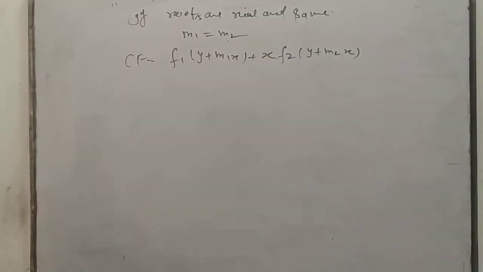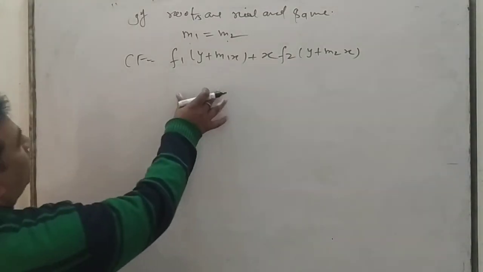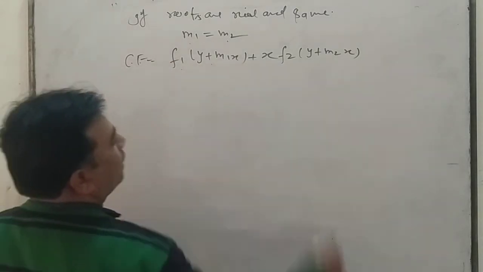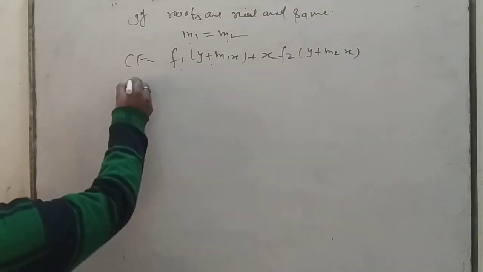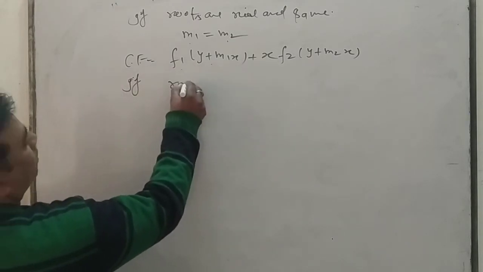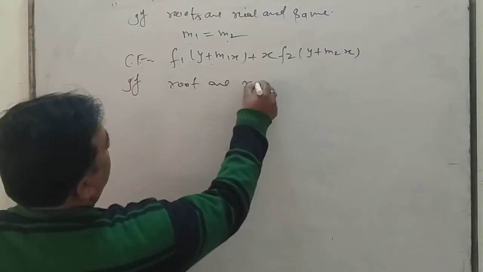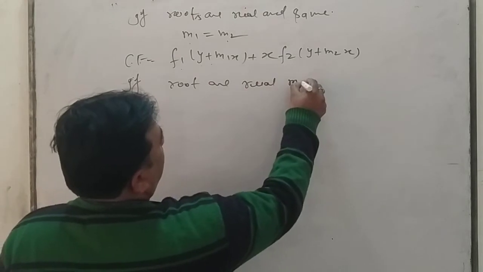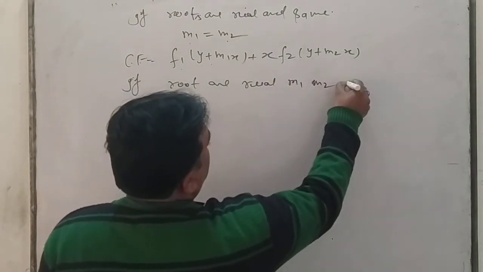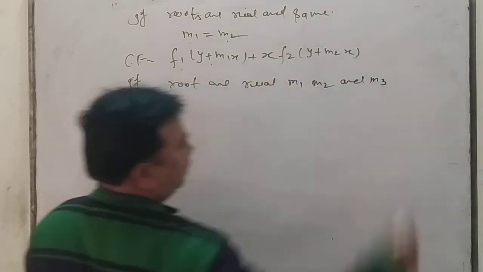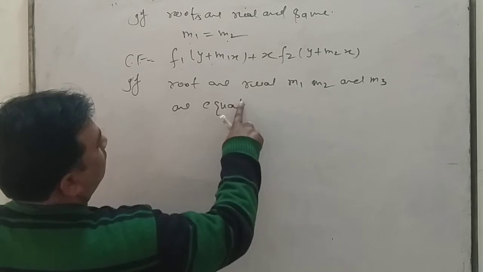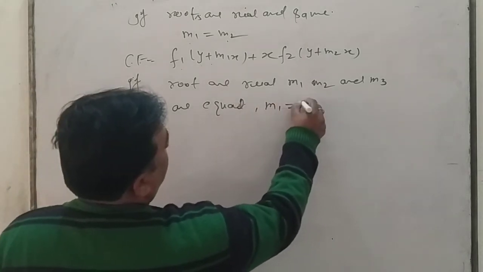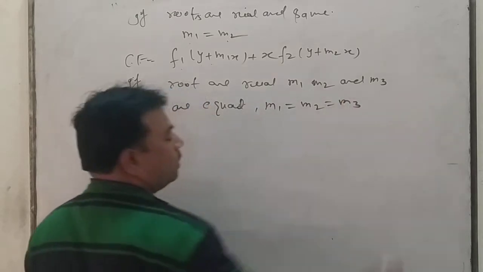You write the complementary function in the form of CF equal to f1 of y plus m1x plus x f2 of y plus m2x. Similar process: if roots are real, and m1, m2 and m3 are equal, it means m1 equal to m2 equal to m3.